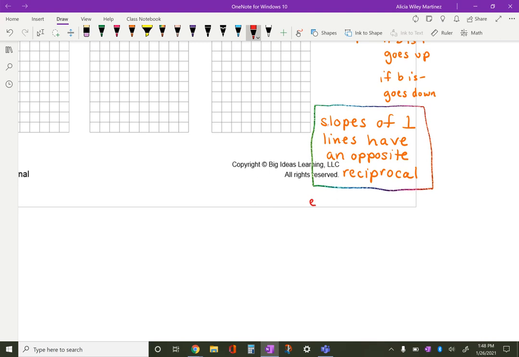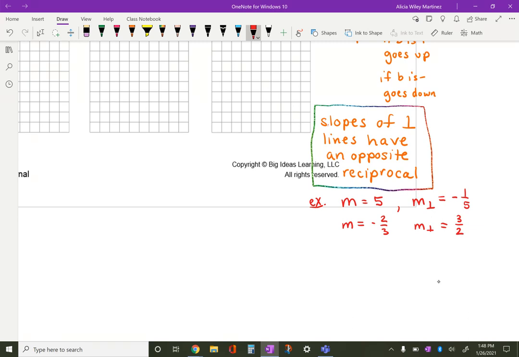So for example, if my slope of a line was 5, that means that the slope of the perpendicular line would not only be opposite, so in this case negative, but also the reciprocal of that number. So the reciprocal of 5 is 1/5. So if a line has a slope of 5 and a slope of negative 1/5, those two lines would be perpendicular. Another example could be if you have a slope of, let's say, negative 2/3, the slope of the perpendicular line would be positive, and also the reciprocal, so 3/2.